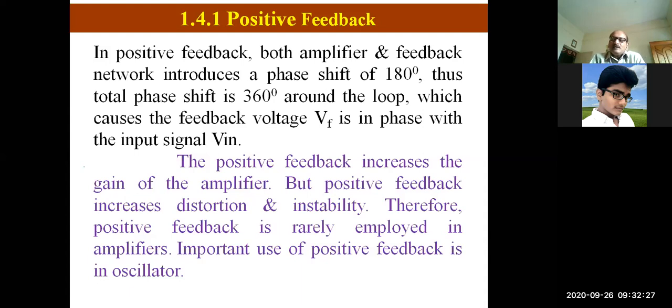In the case of the feedback circuit network, it also produces 180 degree. Therefore, the total phase shift becomes 180 plus 180, 360 degree around that loop, which causes positive feedback. Positive feedback increases the gain of the amplifier, but positive feedback increases distortion.